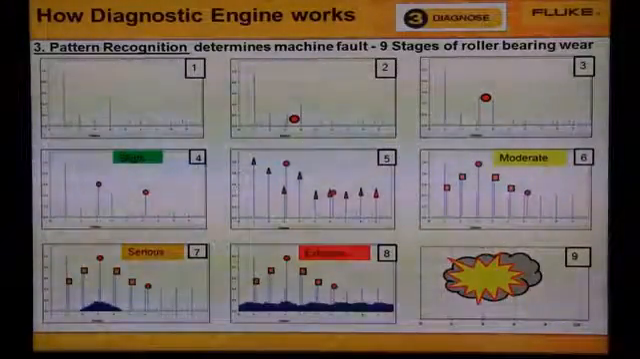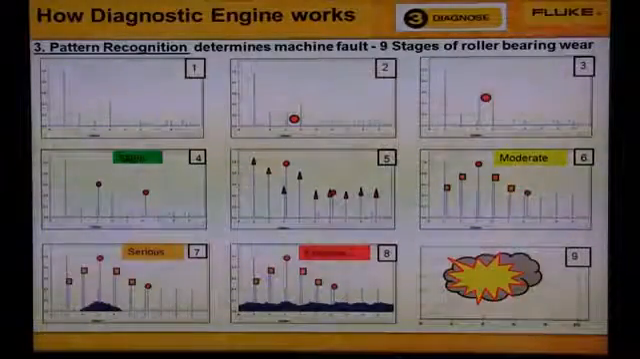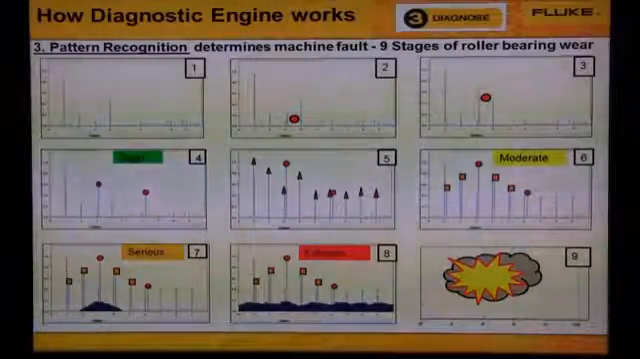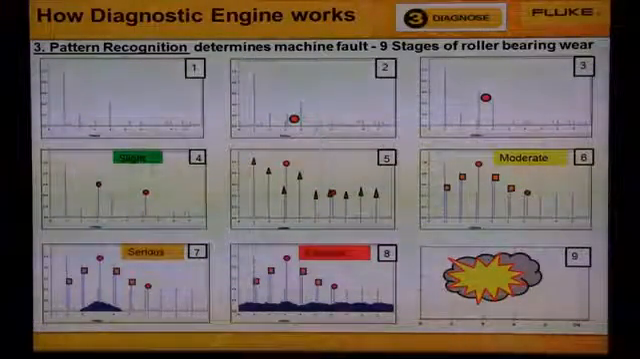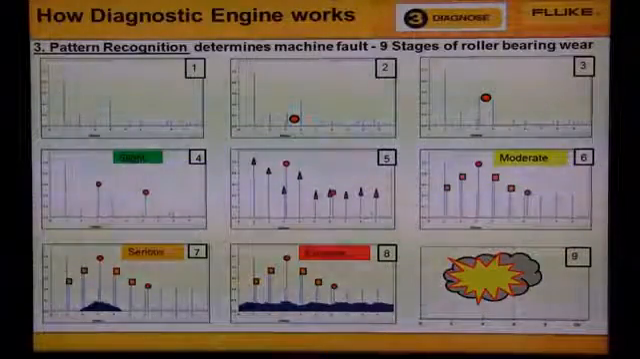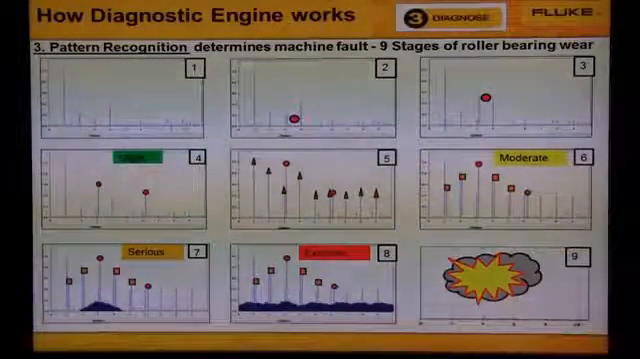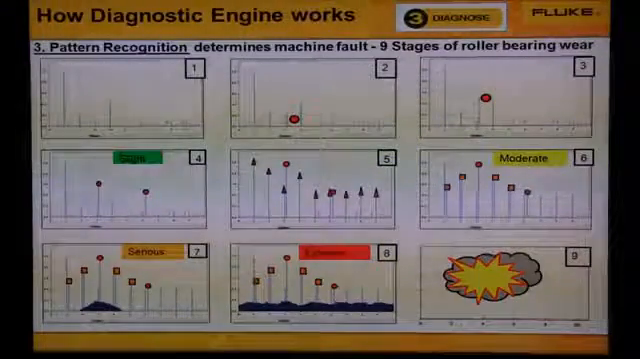In step number 3, we compare the exceedances of the baseline to 4,700 rules. Of these 4,700 rules, there are 4 common faults that we see every day: imbalance, misalignment, looseness, and roller bearings. We'll focus on these 4 faults in the 810.